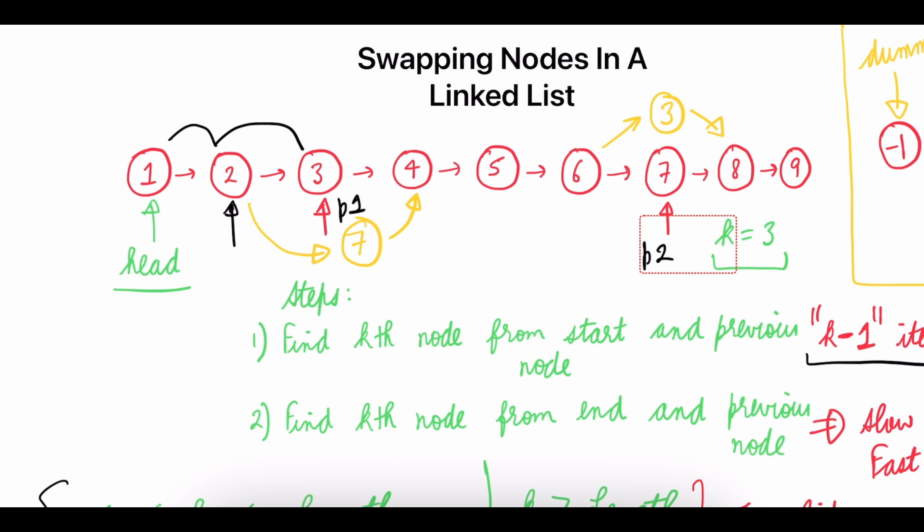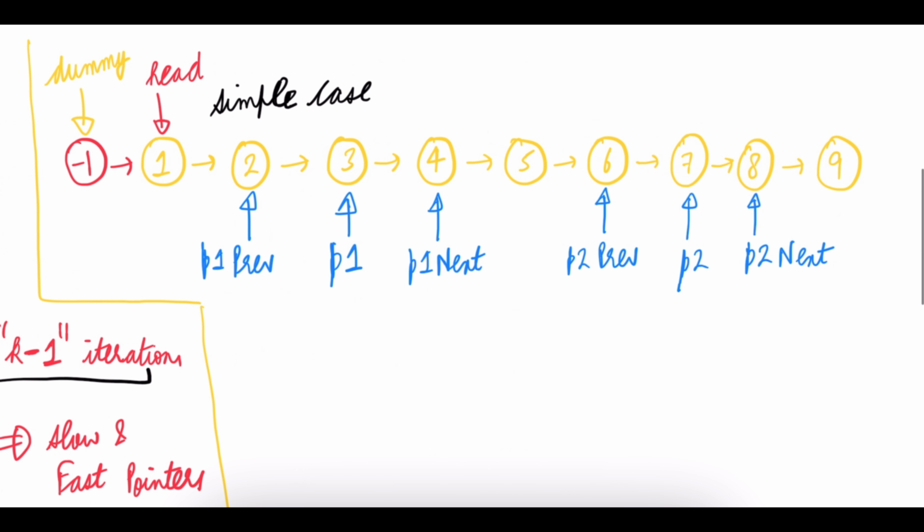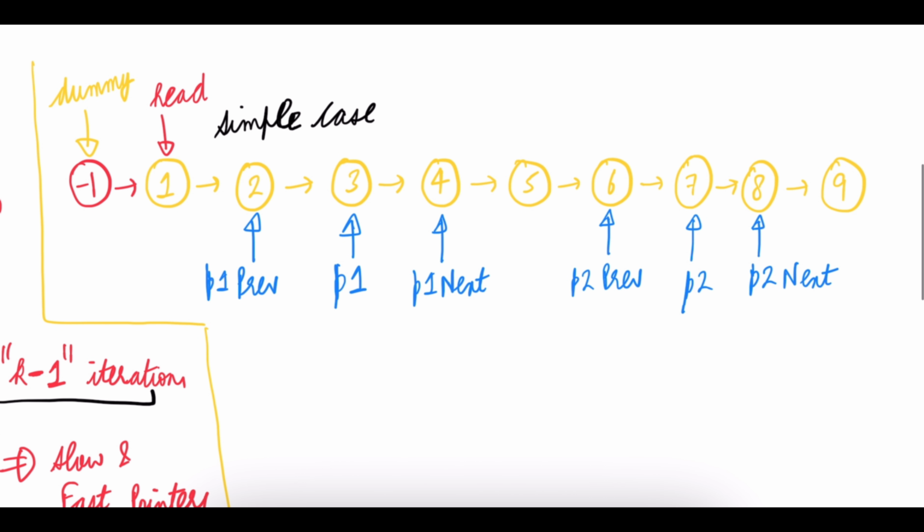So let's draw a simple case and try to understand this question. Here we have the same example, and my p1 node will be node 3 and my p2 node is going to be node 7. So this is after we have found the kth node from the beginning and the kth node from the end. And as we are finding p1 and p2, we are also going to store the previous nodes, so p1 previous and p2 previous, and also p1 next and p2 next, because we are going to update p1 dot next and p2 dot next. That is why we save the next references as well.